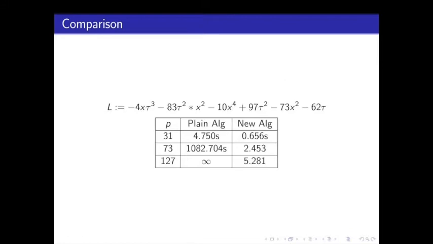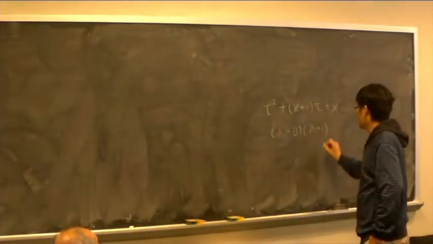Okay, can I write on the board maybe? Could you do that one just for the video? Okay, let's do a very simple example: tau squared plus x plus 1 times tau plus x. If you compute its p-curvature, you'll see that its p-curvature is lambda plus theta times lambda plus 1.